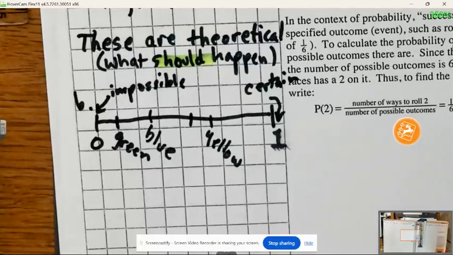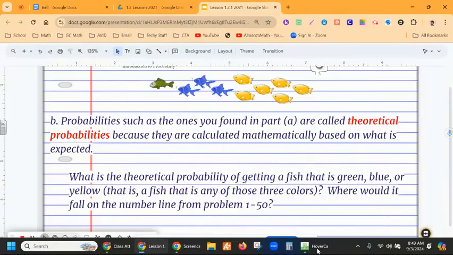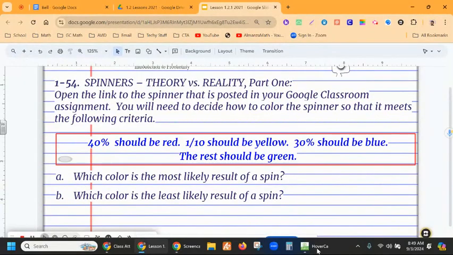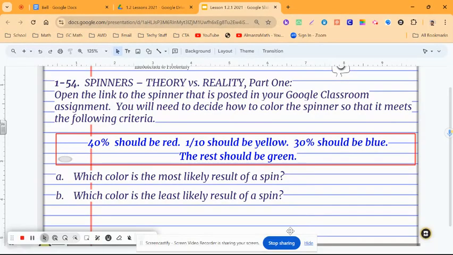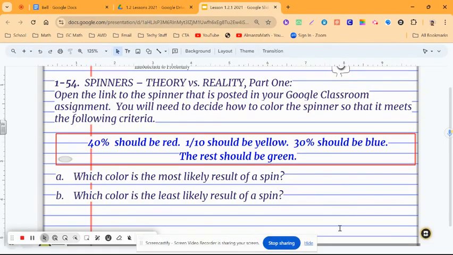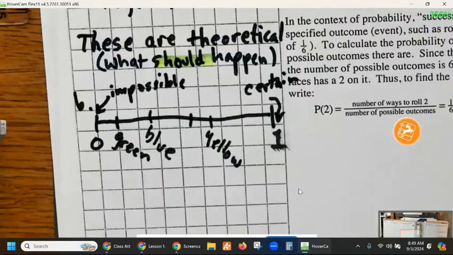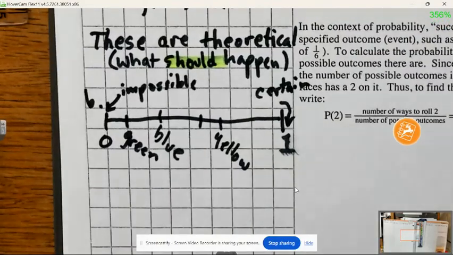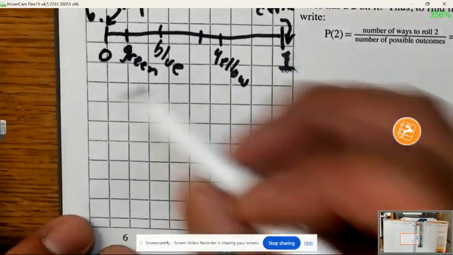All right, now for this next one, you have a spinner that you're going to create. And on this spinner, 40% of that spinner should be red, 1/10 should be yellow, 30% should be blue, and the rest should be green. So you're going to first draw the spinner. What do you think that spinner looks like? And then answer which is most likely, which is least likely. Okay, so let's first set that up. This is problem number 54.